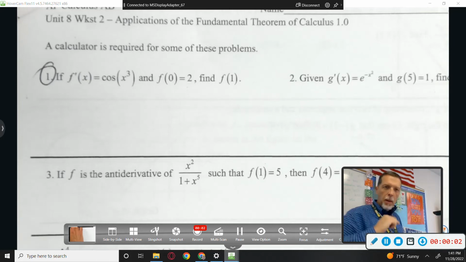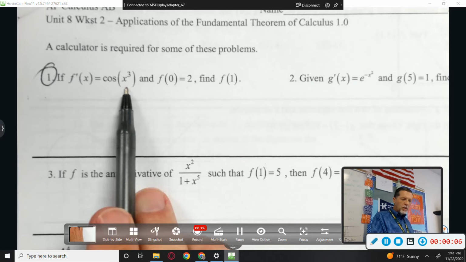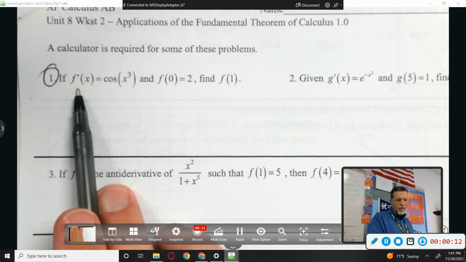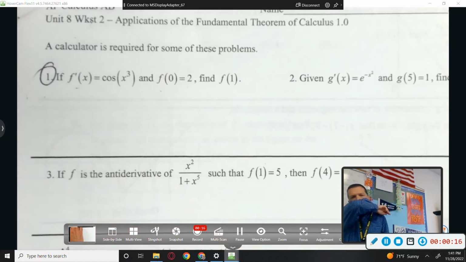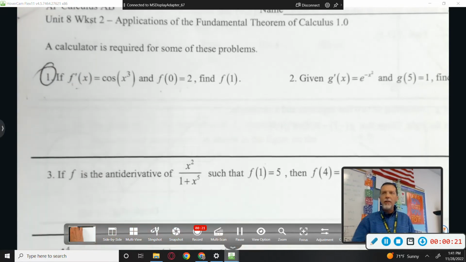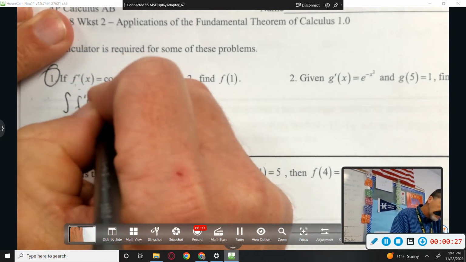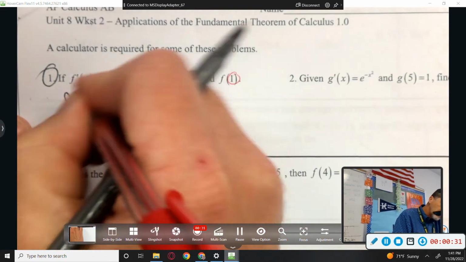Number 1 on worksheet 2: if f prime is cosine of x cubed, f of 0 equals 2, find f of 1. So it gives us f prime. It asks us questions about f. So how do we get from f prime to f? That would be the antiderivative. So we're going to do the antiderivative of f prime. And we'll need to use the x values that it gives us, 0 to 1.